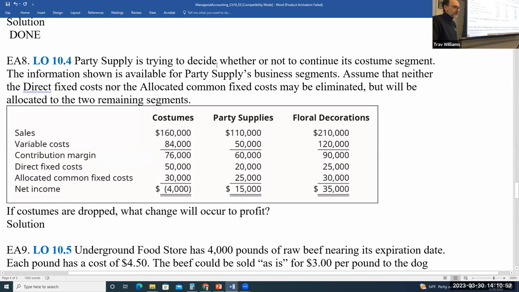Okay, so this company is trying to decide whether to continue its costume segment. That's this column right here. And it says neither the direct fixed costs nor the allocated common fixed costs can be eliminated. So even if we get rid of the costume segment, those costs do not go away. So if we do get rid of the costume segment, what's going to be the impact on our overall profits?